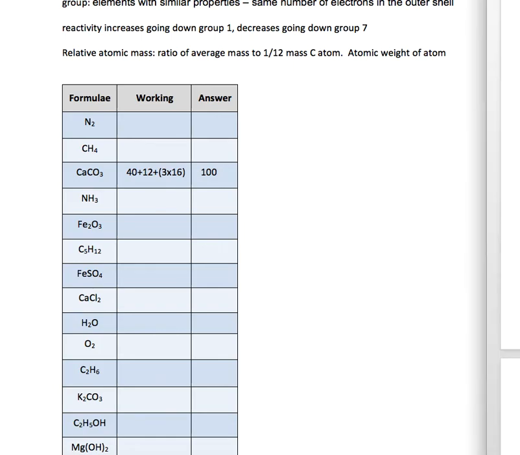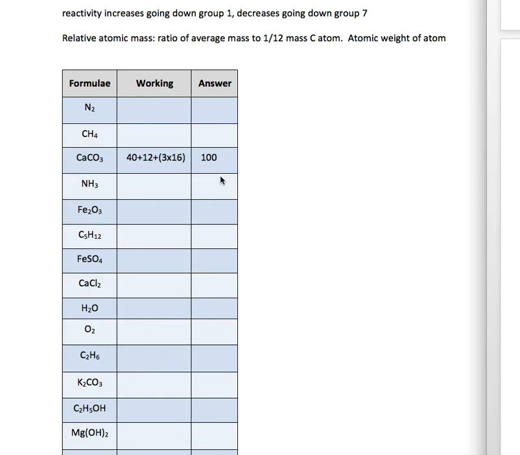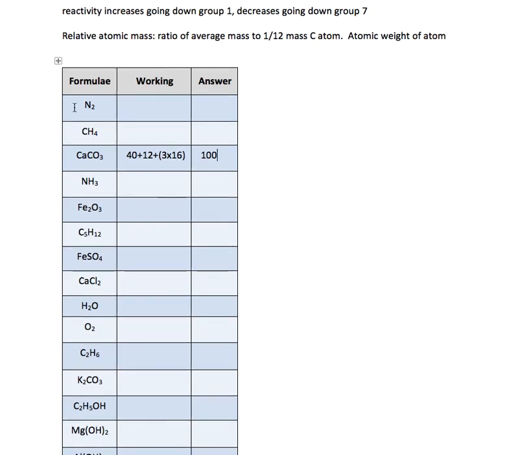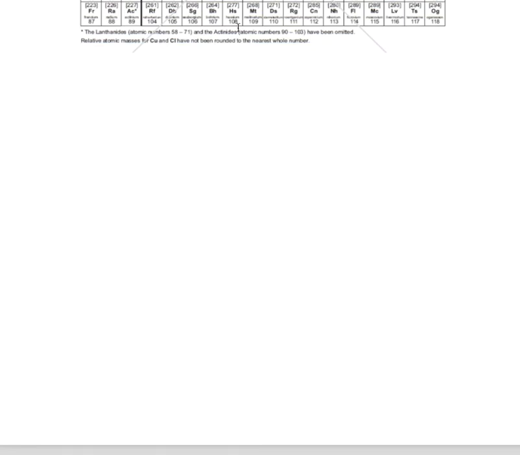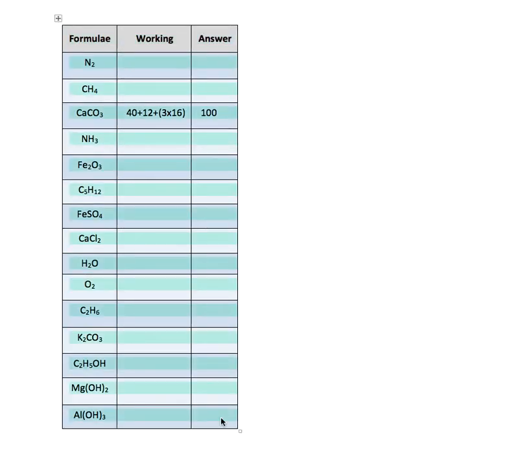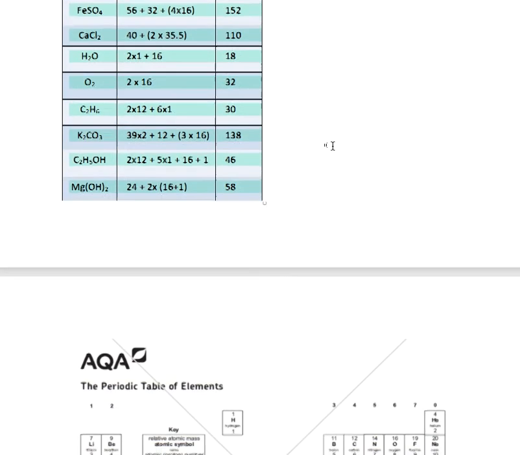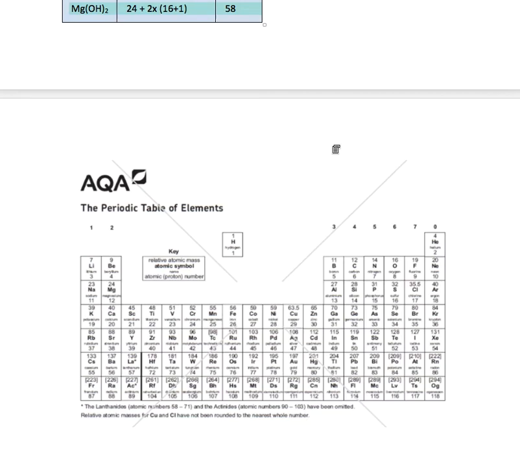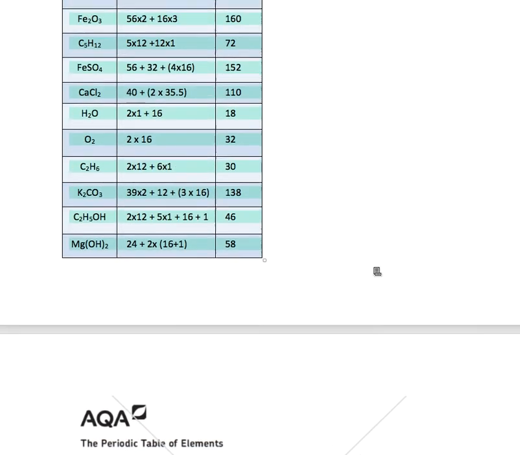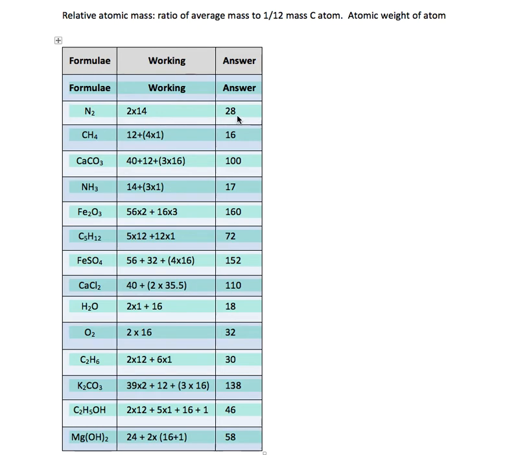So having done that, let's have a look at the answers to these. So, nitrogen. I'm not going to do all of these, I'm going to leave this with you, but if you look at nitrogen, nitrogen is 14. You got 2 of those, 28. Carbon is 12, hydrogen is 1, so you got 4 of those, 12 plus 4, 16.